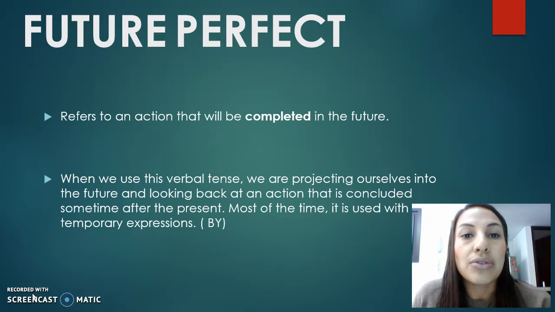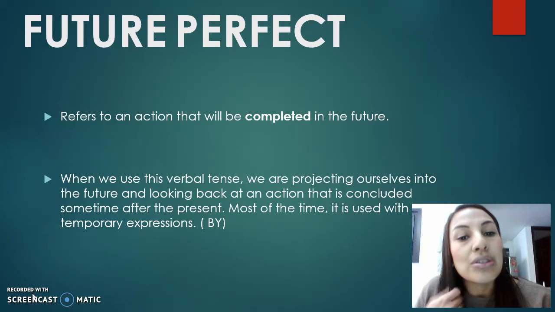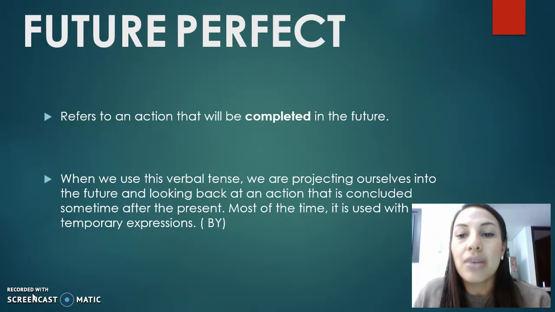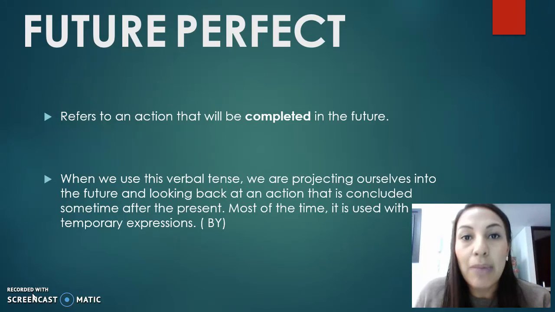Now let's see future perfect. Future perfect refers to an action that will be completed in the future. When we use this verbal tense, we are projecting ourselves into the future and looking back at an action that is concluded sometime after the present. Most of the time, it is used with temporal expressions like by.